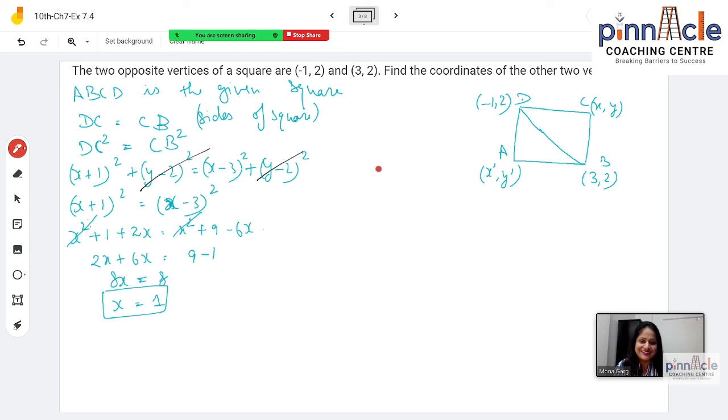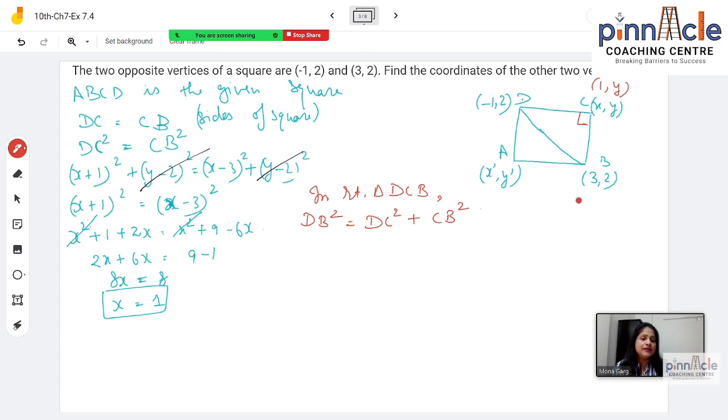1 आ गया, अब यहाँ पे मैं x का वैल्यू 1 डालूंगी तो it will become 1, y. Now just use in right triangle DCB using Pythagoras. Pythagoras का मतलब hypotenuse square is equal to the sum of the square of the other two sides.